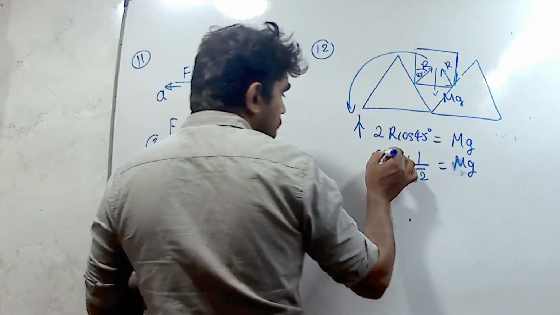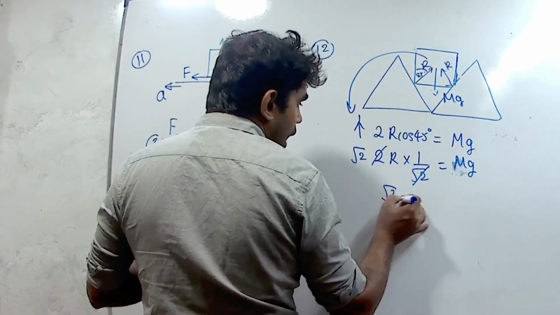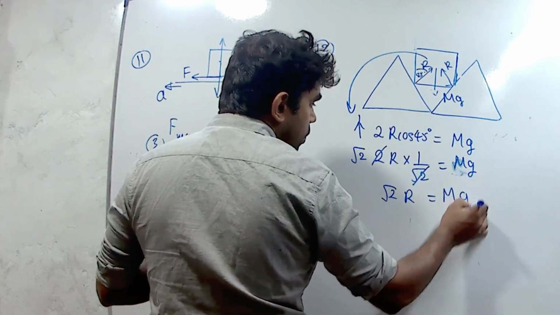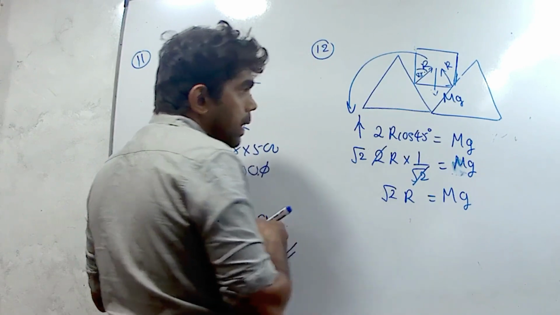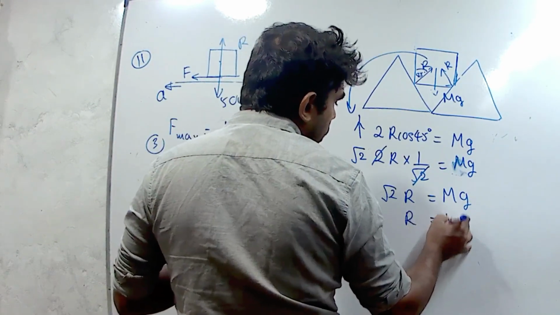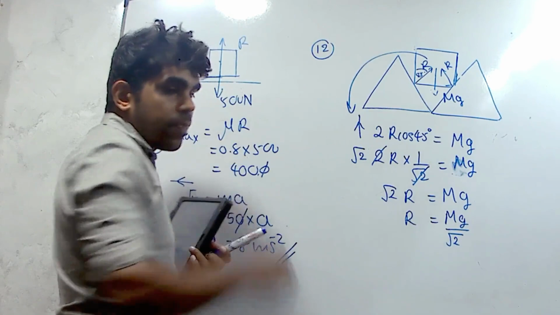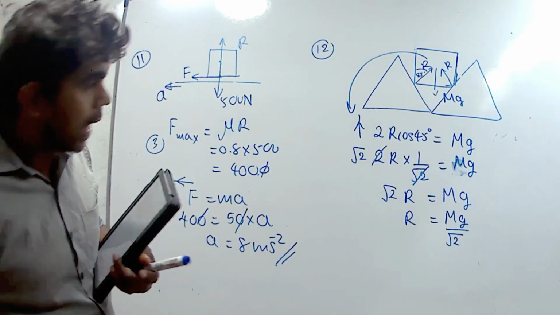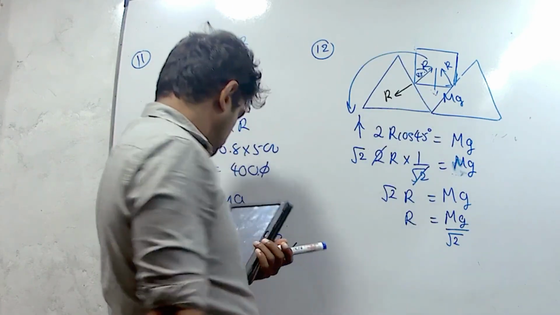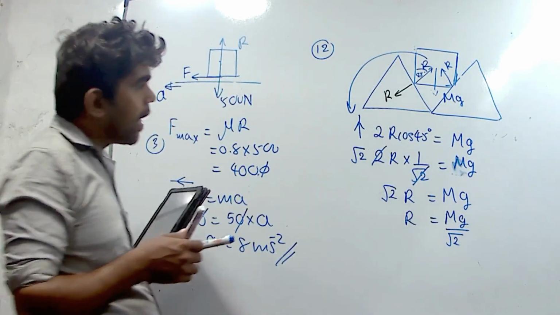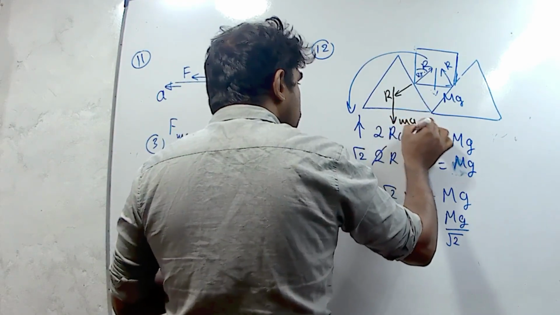Now we can simplify it. We can cancel out 2 and root 2. Then root 2 R is Mg. Now we can make the reaction R equal to Mg divided by root 2. It is the reaction on this cube, and there is an equal and opposite reaction on this wedge. Then we can consider forces on the wedge, weight mg, simple mg.